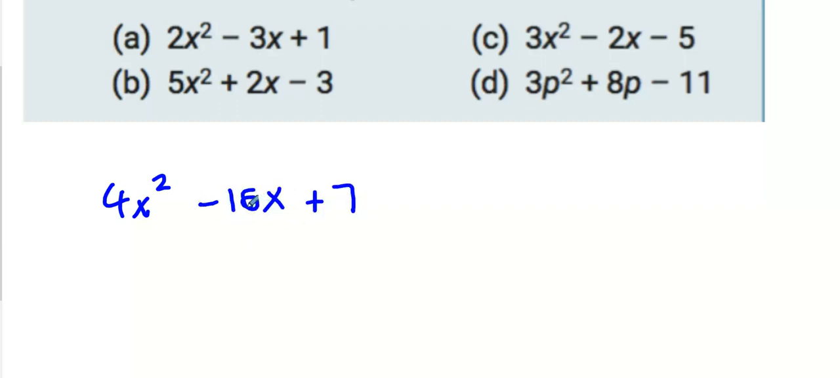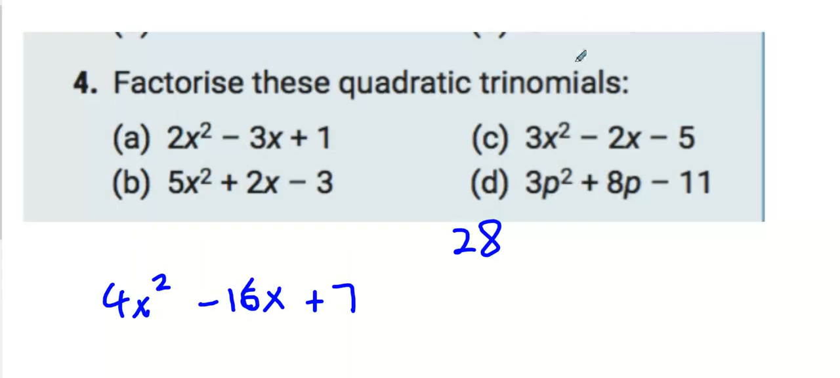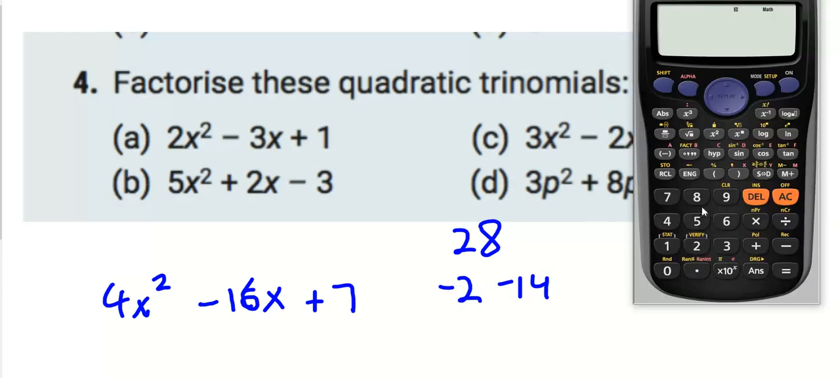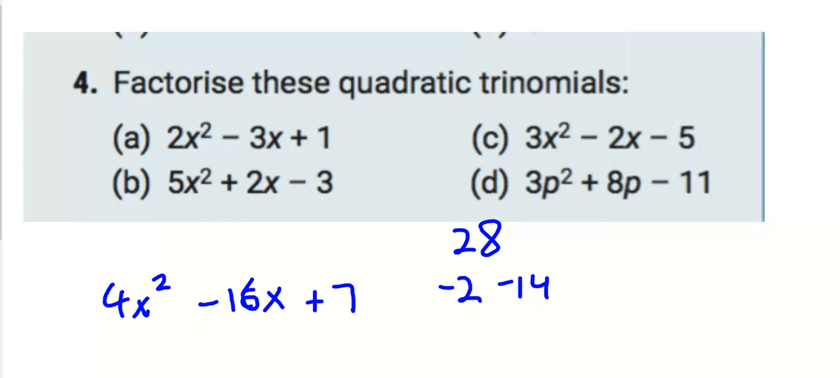Okay, I want you to factorize this one for me. I think 2 and 14 would be a good choice, and specifically -2 and -14. When you put -2 multiplied by -14 into the calculator, it comes out as plus 28. So there it is, plus 28. And when you add them together, -2 and -14 also come out as -16. Those are the exact two numbers you're looking for.